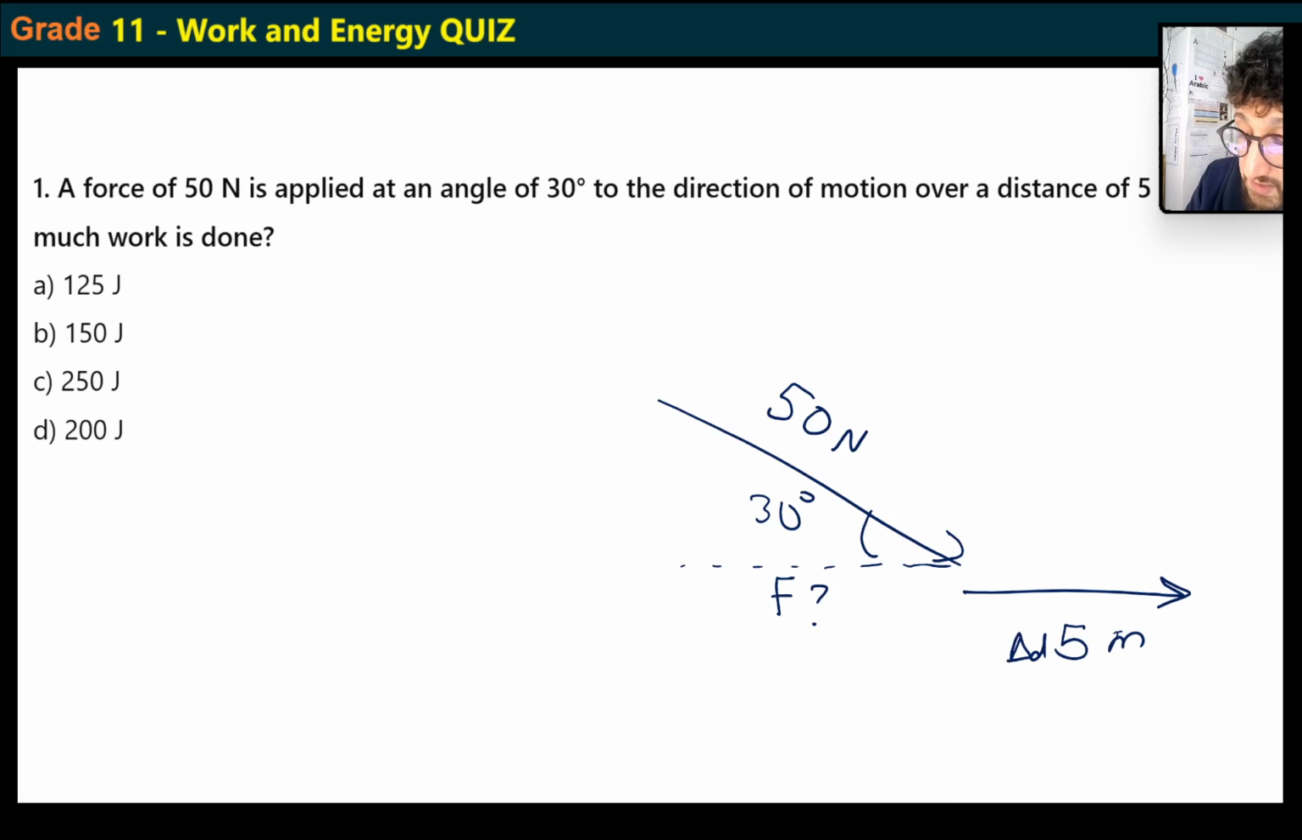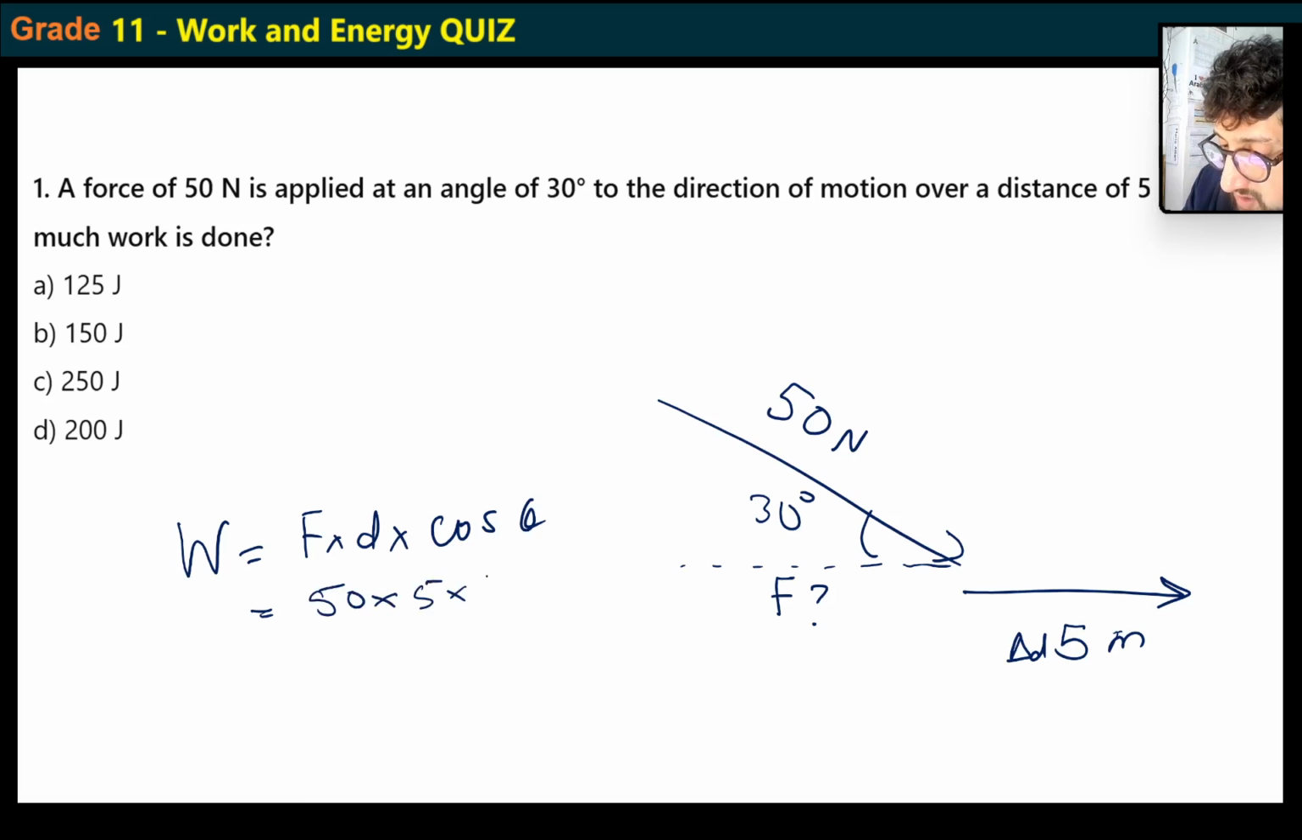So there's 2 ways of doing this, as I said. Work is equal to force times displacement multiplied by cosine of theta. If you use the question as it is, it's 50 times 5 times cosine of 30, which is 250 multiplied by cosine of 30, and that is 216 joules. Or 216.5, which is 217, effectively speaking.